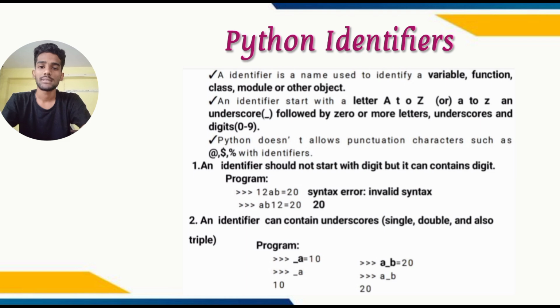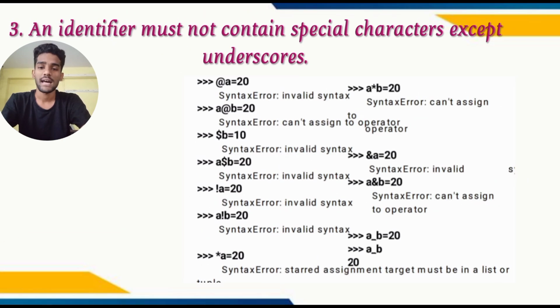An identifier is a name used to identify a variable, function, class, or other objects. An identifier starts with a letter A to Z or small a to z, or an underscore, followed by zero or more letters, underscores, and digits 0 to 9. Python doesn't allow punctuation characters such as the dollar symbol, exclamation marks, etc.